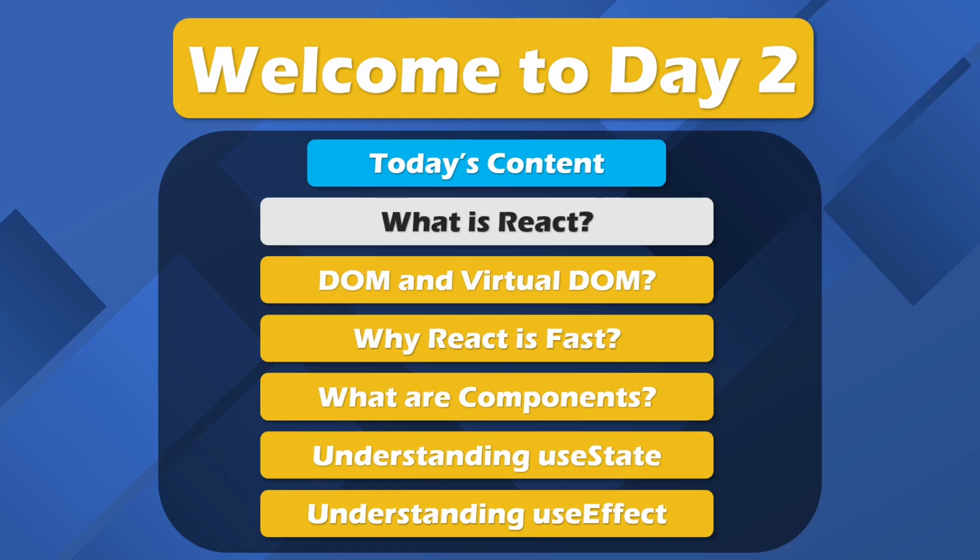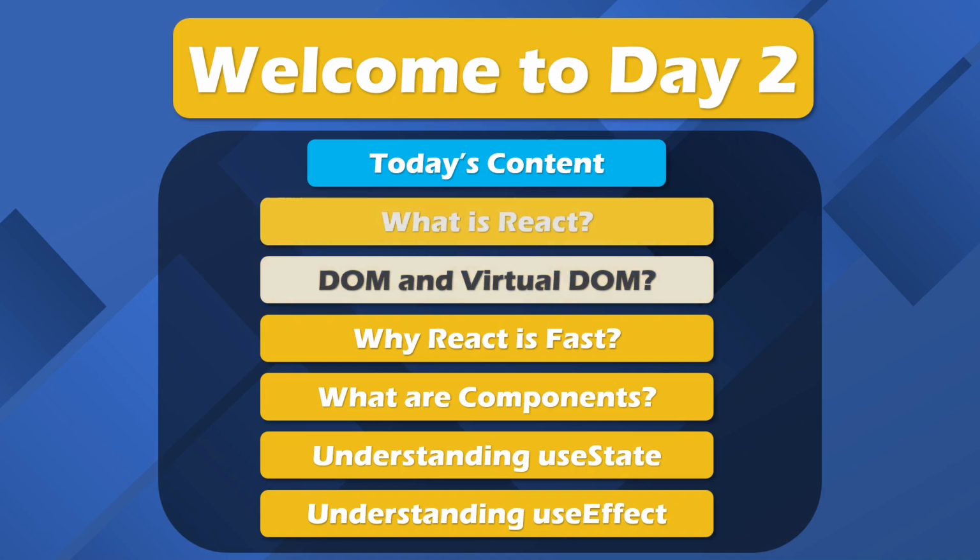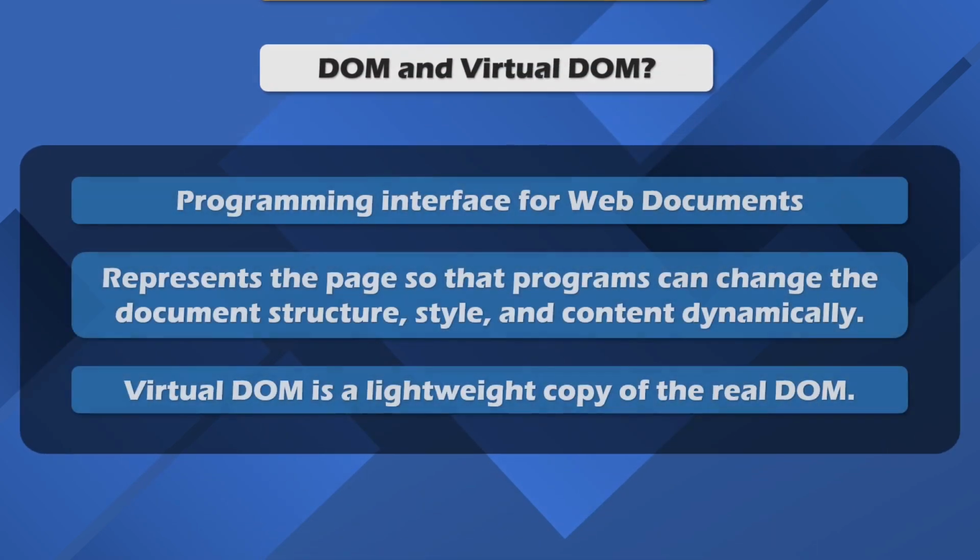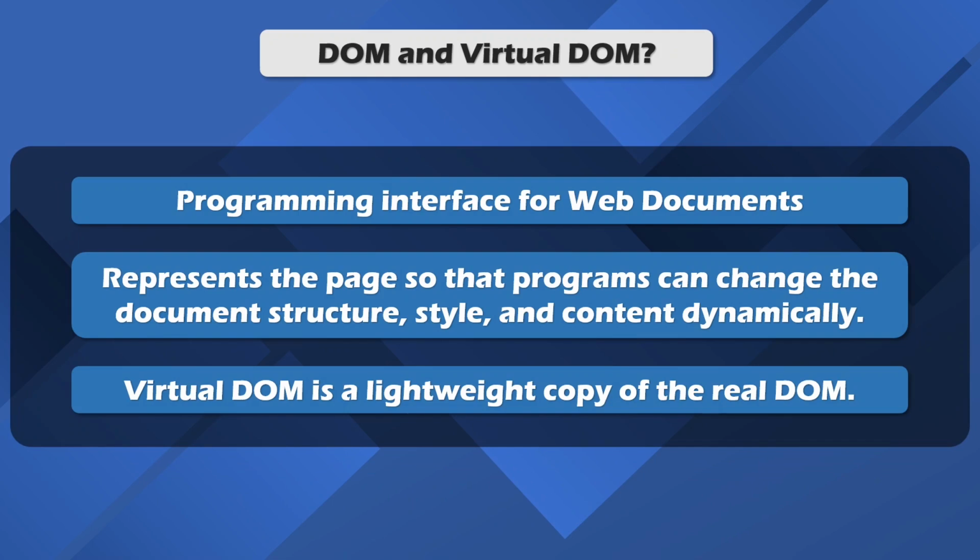Now let's move on to the next item, which is what is DOM and virtual DOM. So first, let's talk about what is DOM. So DOM is a programming interface for web documents. It represents the page so that the programs can change the document structure, style, and content dynamically. Extending on this, virtual DOM is a lightweight copy of the real document object model, and it's usually stored in the JavaScript format. To better understand this, let's look at an example.